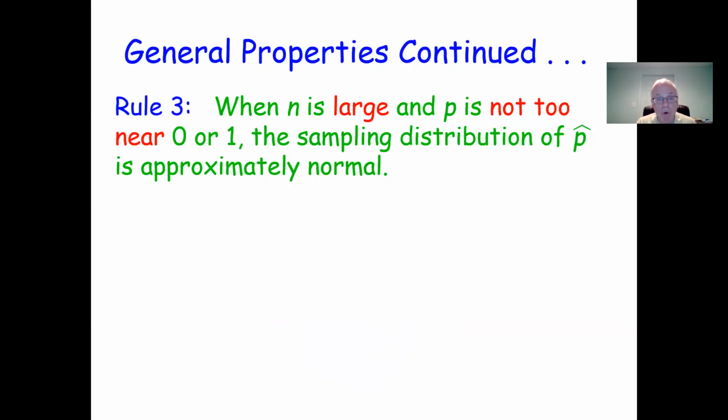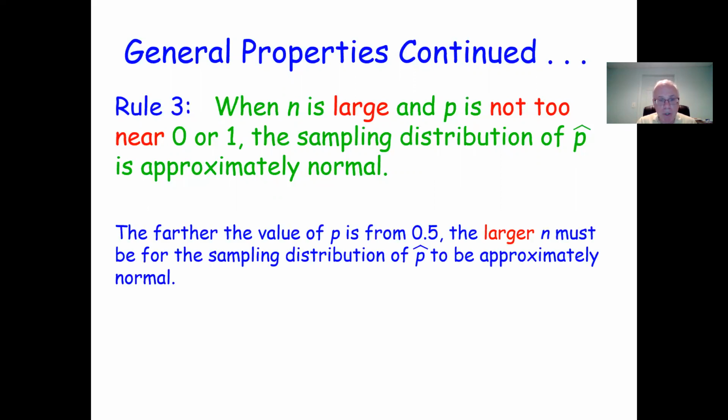Now, here's a rule for proportions. This is just for proportions. When n is large and p is not too near 0 or 1, the sampling distribution of p-hat is approximately normal. You might say, well, how do I really use this rule? It seems kind of vague. So there is a rule that we're going to show you in a minute. But in general, what they're saying is the further the value of the population proportion is from 0.5, the larger n must be for the sampling distribution of p-hat to be approximately normal.